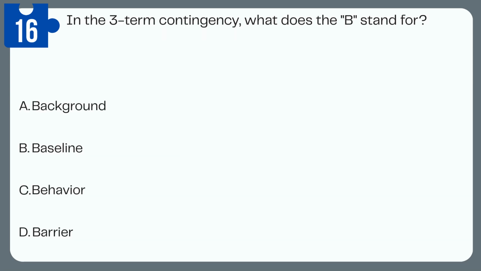Question 16. In the three-term contingency, what does the B stand for? A. Background. B. Baseline. C. Behavior. D. Barrier.